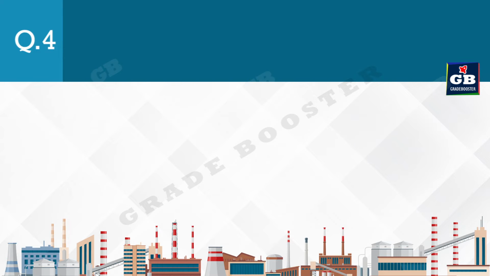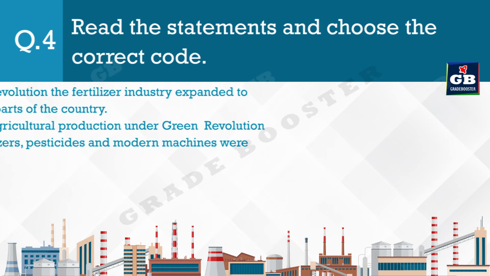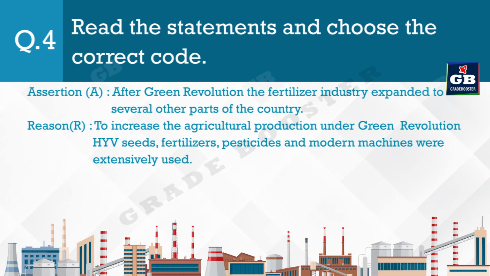Assertion, reasoning. Directions: In the given question, there are two statements marked as Assertion A and Reason R. Read the statements and choose the correct code. Assertion A: After Green Revolution, the fertilizer industry expanded to several other parts of the country. Reason: To increase the agricultural production under Green Revolution, HYV seeds, fertilizers, pesticides, and modern machines were extensively used.